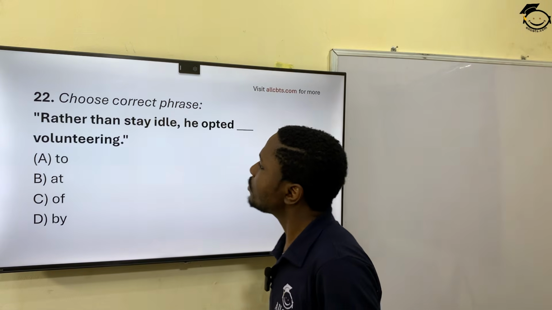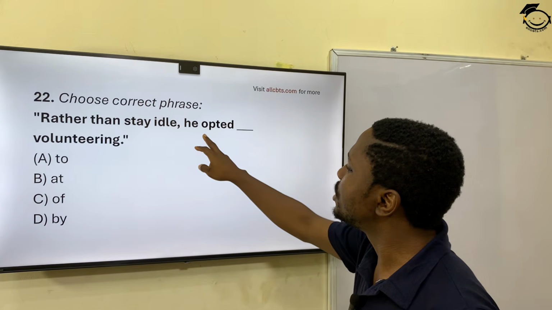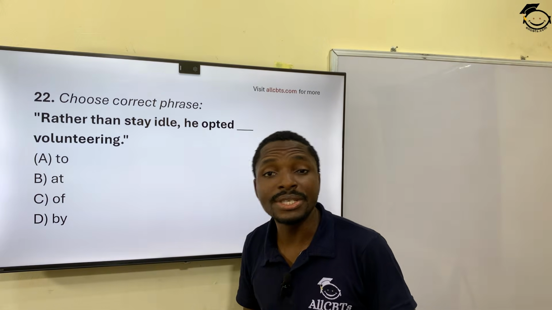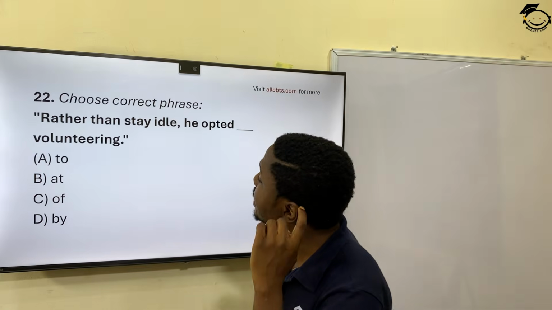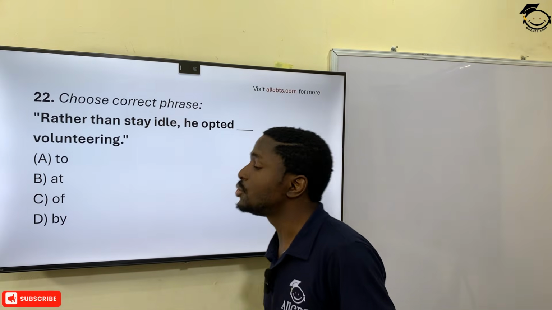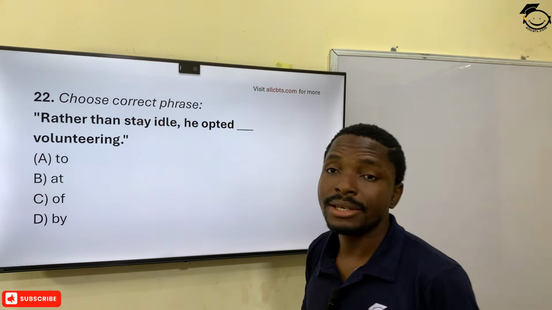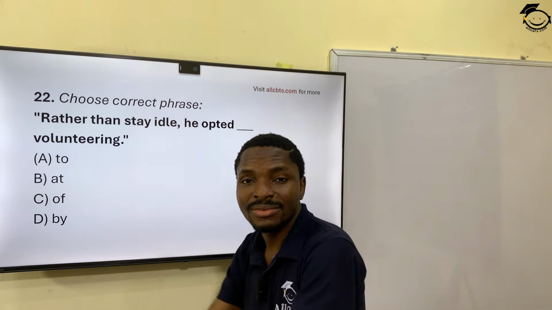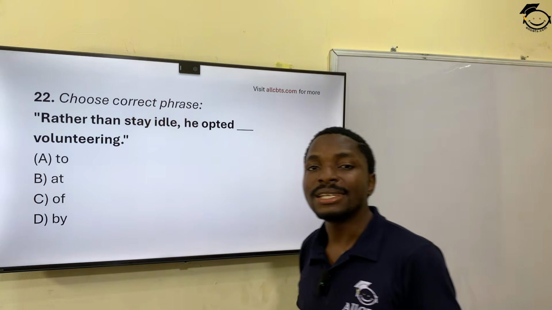22. Choose the correct phrase. Rather than stay idle, he opted to volunteer. Not at volunteering, or for, or by. It's to. He opted to. A is the correct option.